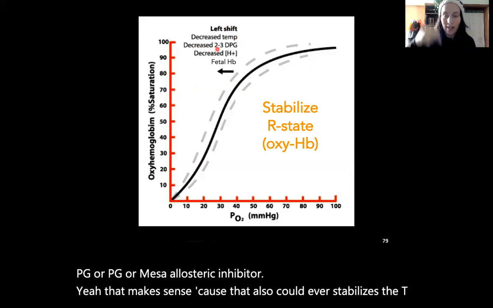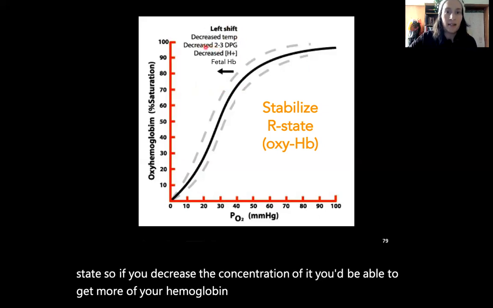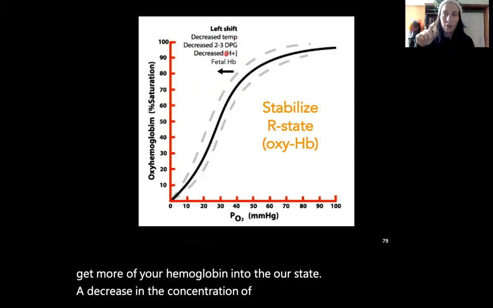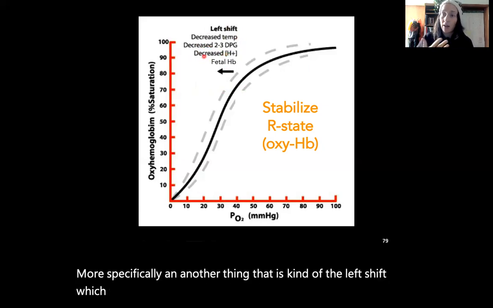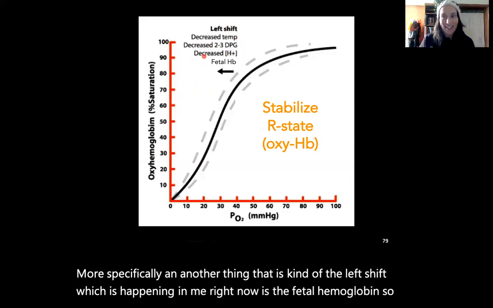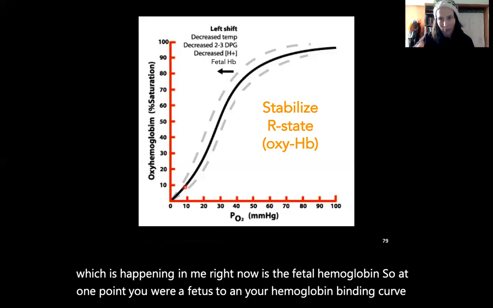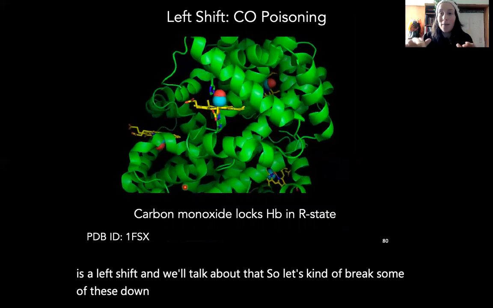So if you decrease the concentration of it, you'd be able to get more of your hemoglobin into the R state. A decrease in the concentration of H plus. We'll talk about that more specifically. And another thing that is a left shift is fetal hemoglobin. So at one point you were a fetus too, and your hemoglobin binding curve is a left shift. And we'll talk about that. So let's break some of these down. Okay. Oh, the last one is carbon monoxide poisoning.